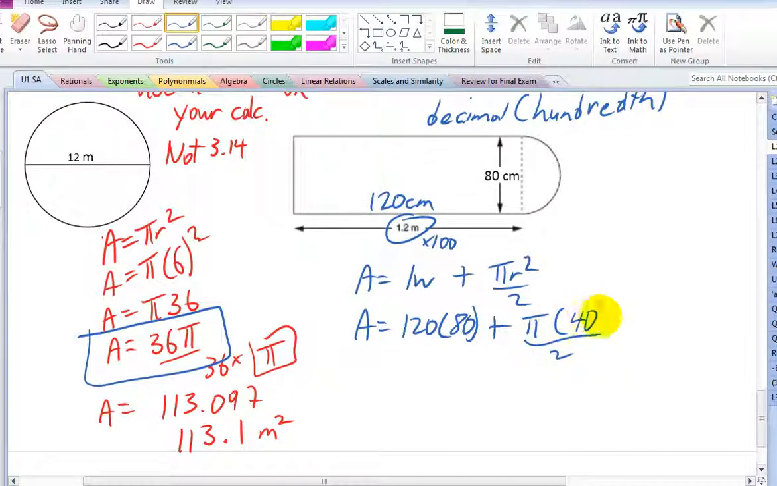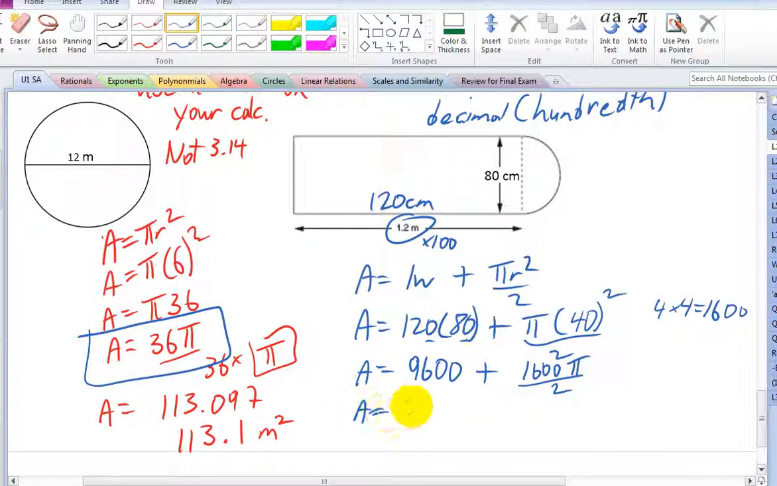40 squared. So here we have, what's 8 times 12? 96. How many zeros? 2. Plus, what's 4 times 4? 16. So what's 40 times 40? Nope, you should have 2 zeros. Plus 1600 pi divided by 2. So 9600 plus 800 pi.